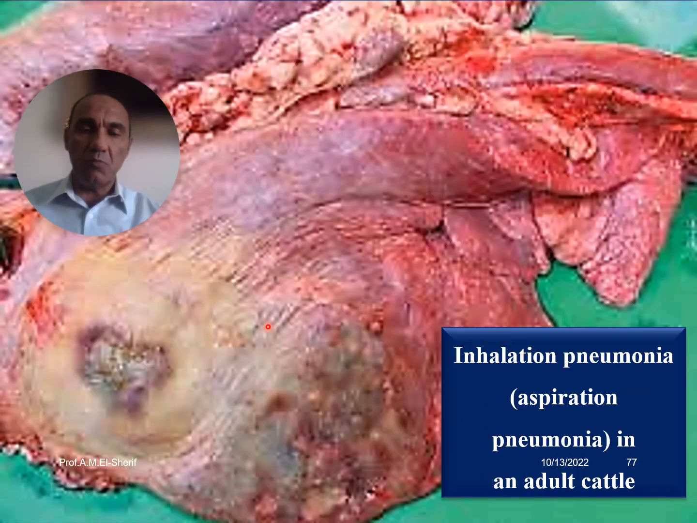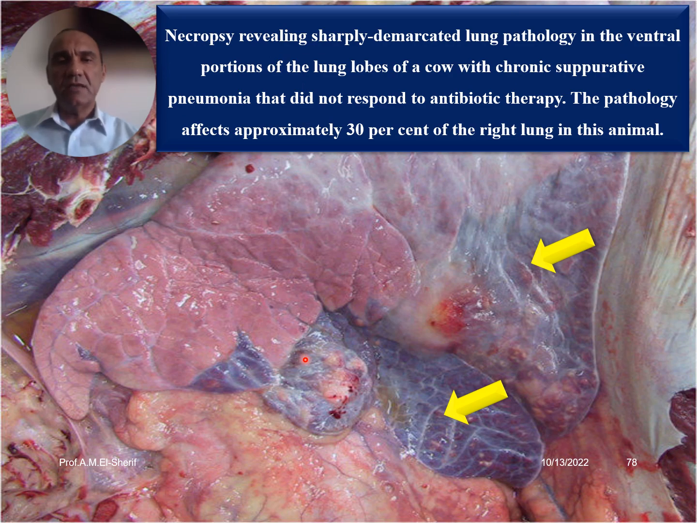Inhalation or aspiration pneumonia in adult cattle shows several abscesses and dark red consolidated areas within the lung tissue. Necropsy revealing sharply demarcated areas of lung pathology in the ventral portion of the lung lobes of a cow with chronic suppurative pneumonia that didn't respond to antibiotic therapy. The pathology affects approximately 30% of the right lung in this animal. Here, this is an abscess, and this is a dark red consolidated area, and here is the normal lung, and we can see the line of demarcation.